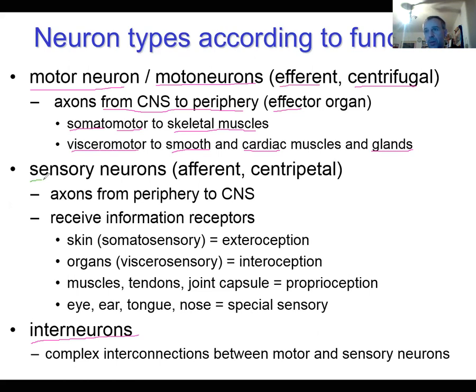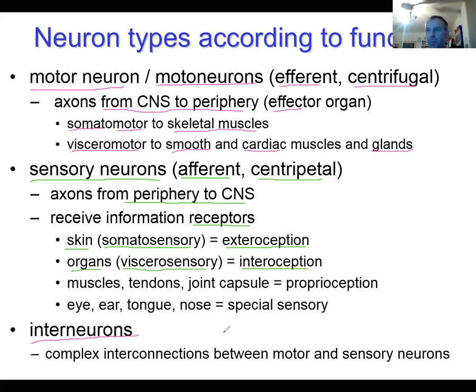The opposite direction concerns the sensory neurons. So they are afferent or centripetal, so running from periphery, from receptors to CNS. So which receptors are these? These receptors can be in the skin. So they perceive from the outer surrounding, which we call then exteroception. And these we call somatosensory, as they come from the surface of the body. On the contrary, from inside, interoception, so from organs inside, we call it visceral sensory.